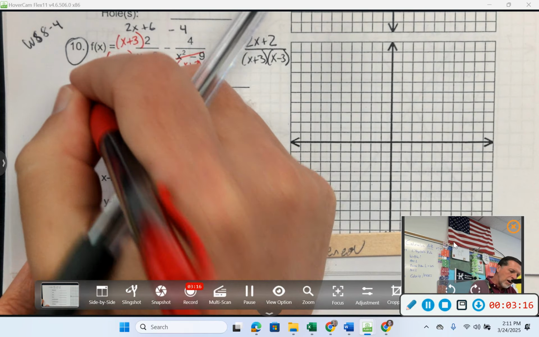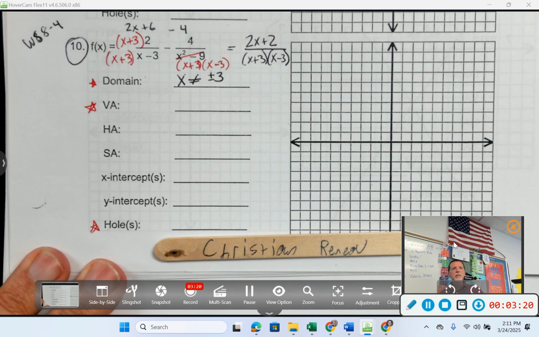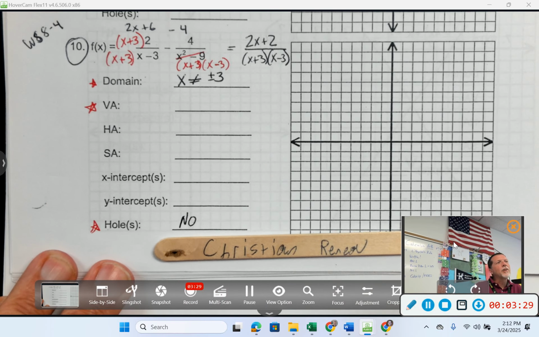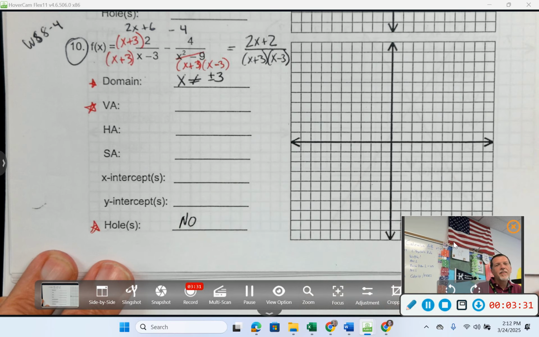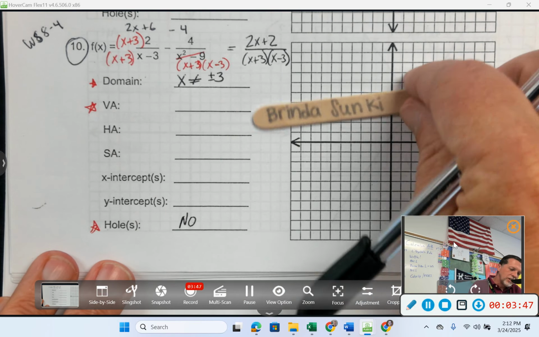Christian, I'm jumping around because I always do holes next, but do you have any holes? No, I don't think so. I think you're right. Do you know why we don't have any holes? What would we be looking for? We would be looking for factors that cancel, factors in the top and bottom that cancel. Thank you, Artine. That's what we'd be looking for. We don't have any factors that cancel, so no holes.